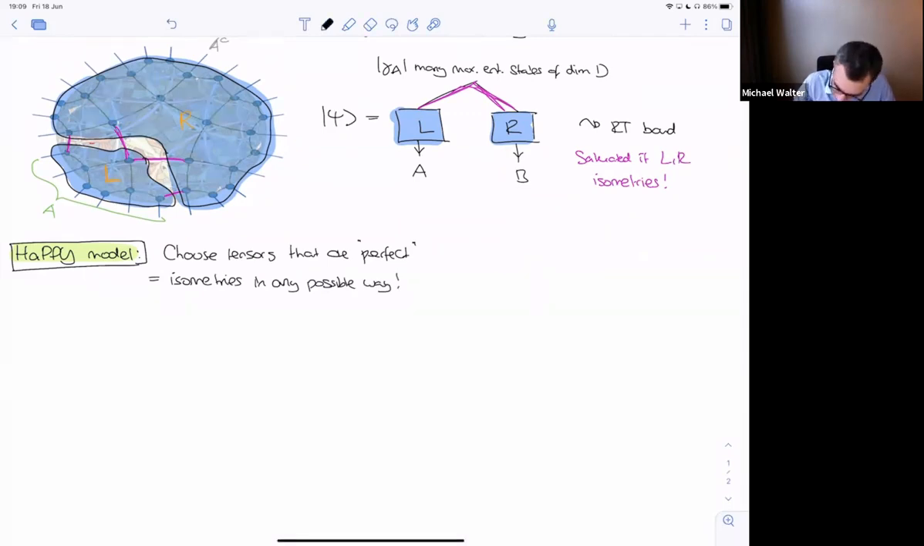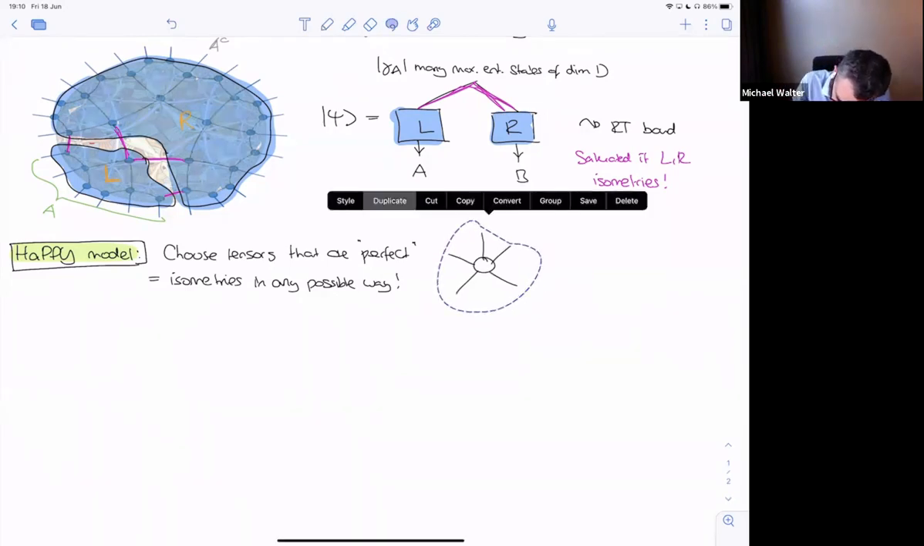So if I take an arbitrary tensor, maybe this tensor here, there's lots of ways of thinking of this as a linear map. I can pick any subset of the legs as inputs, any subset of the legs as outputs. Now, such a map can of course only be isometric if the number of input legs is less than or equal to the number of output legs. Otherwise, there's not enough space in the output. And I could demand that this tensor should be an isometry, however I group the legs into input and output pairs, as long as the number of input legs is less than or equal to the number of output legs.